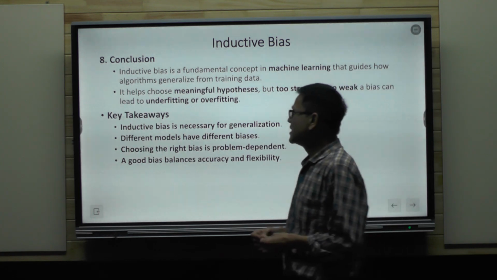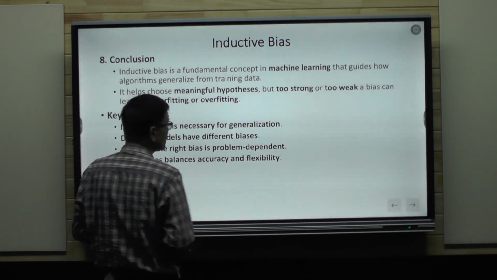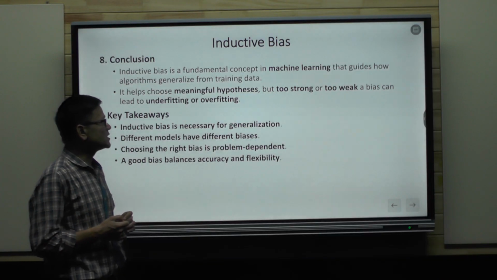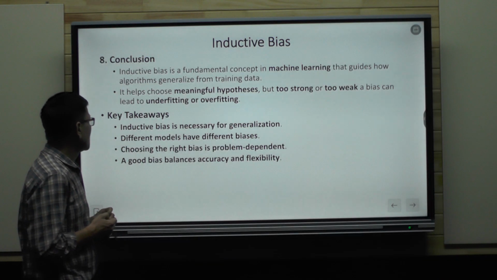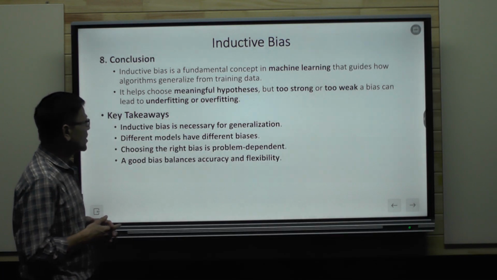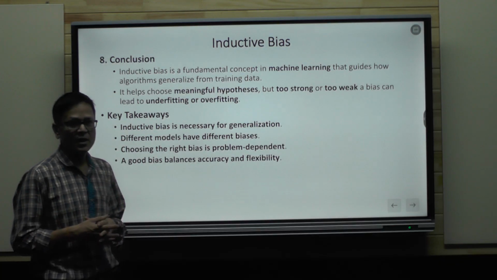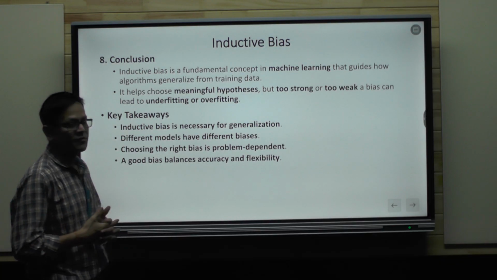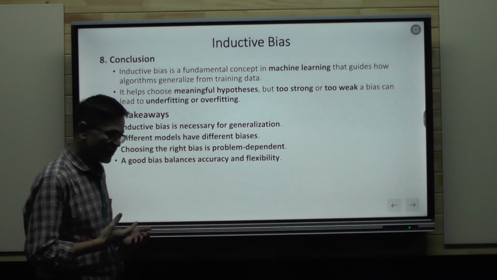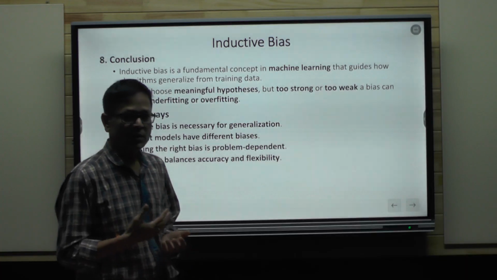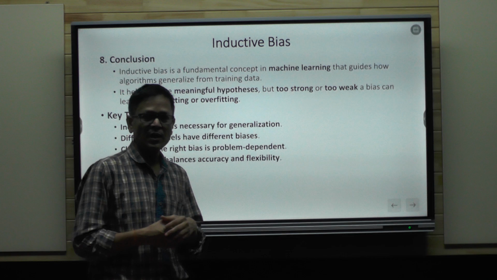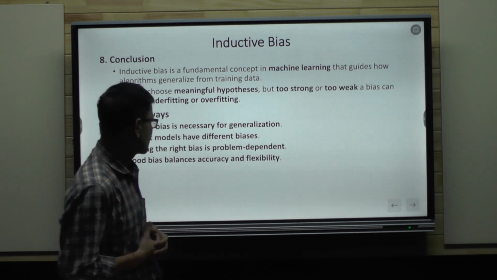In conclusion, inductive bias is a fundamental concept in machine learning that guides how an algorithm generalizes from training data. It helps choose meaningful hypotheses. But too strong or too weak a bias can lead to underfitting or overfitting. Simply said, whenever you make a model, people will ask how much it is overfitted or underfitted.